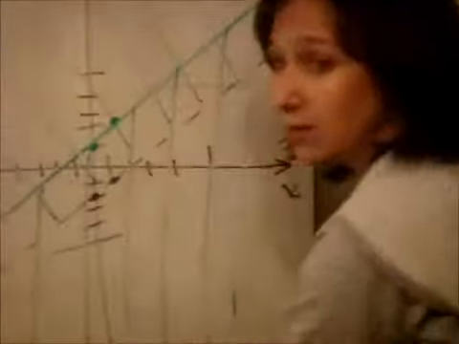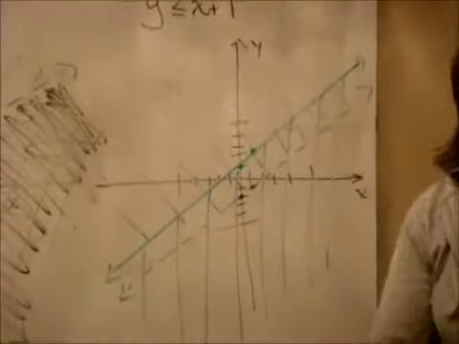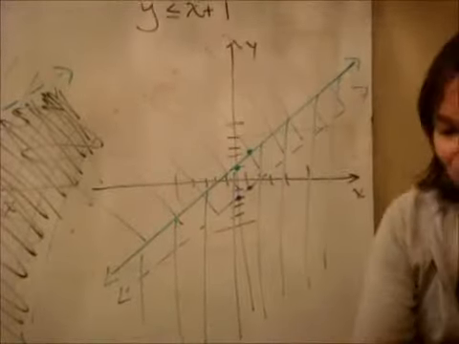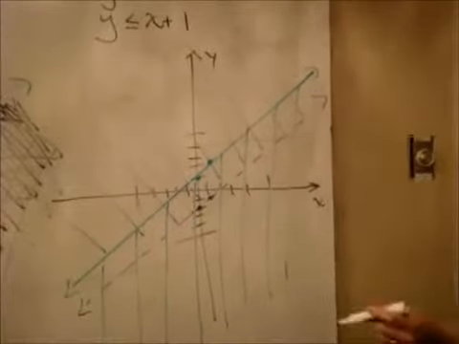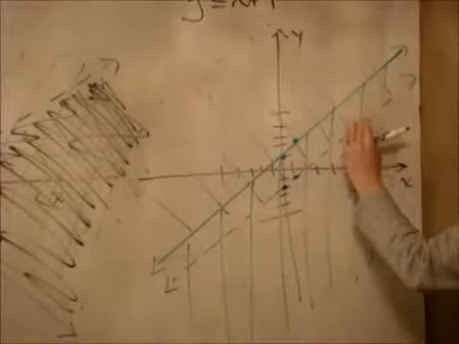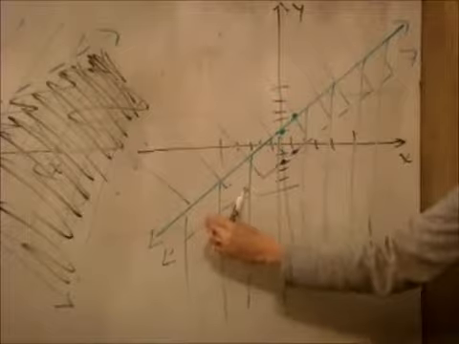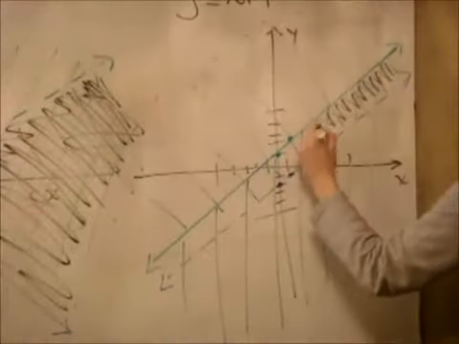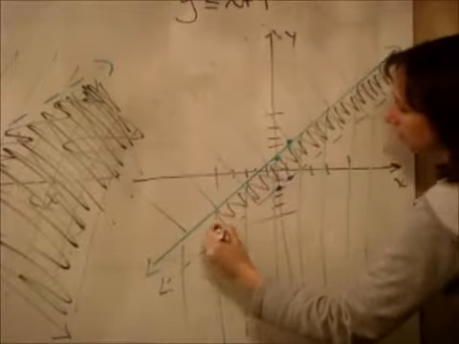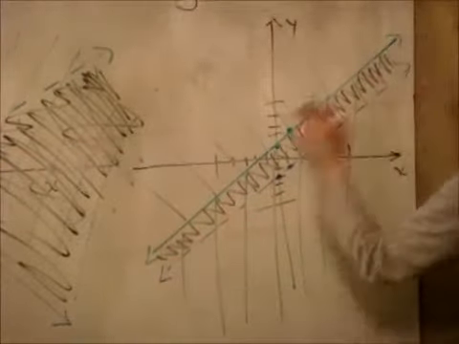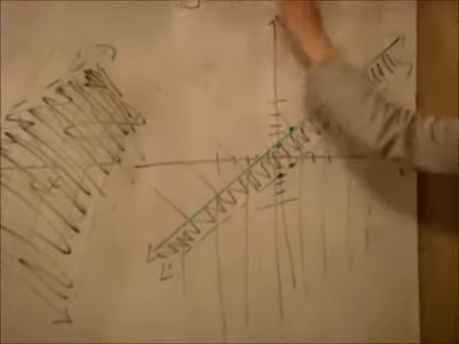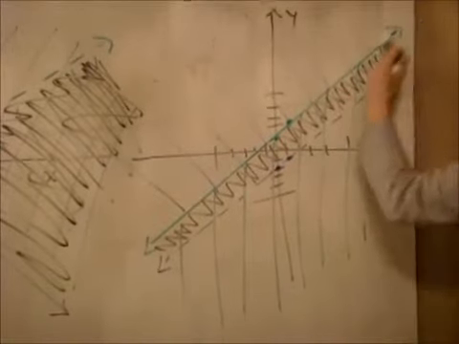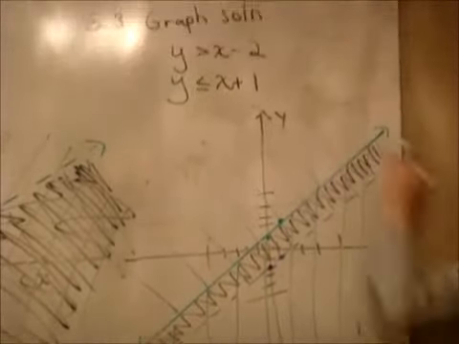You can use colored pencils or different designs or whatever you want to do. And the point is we want to find where they intersect. And you'll see that the green and blue cross right in between. So the solution to this set is all the points that are in between these two lines. So any point in this black area makes both of these equations true. And so this is the solution to these two inequalities.